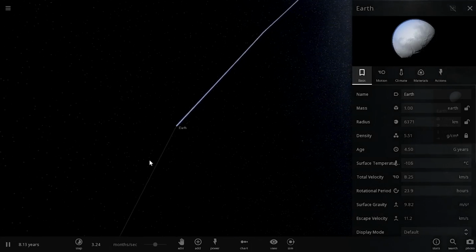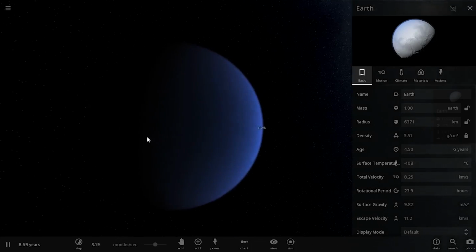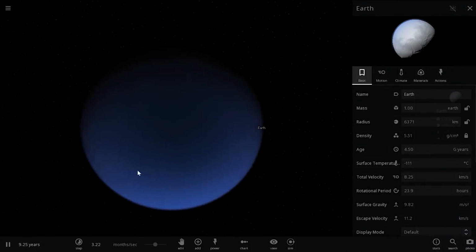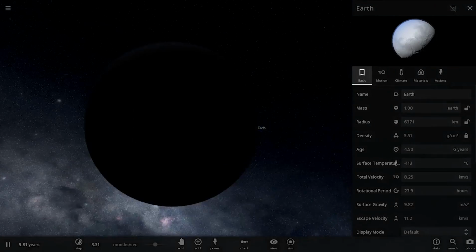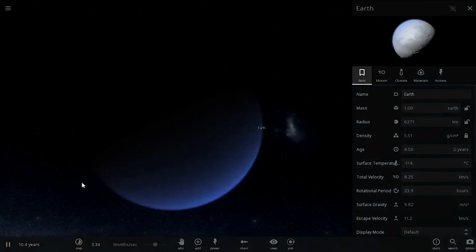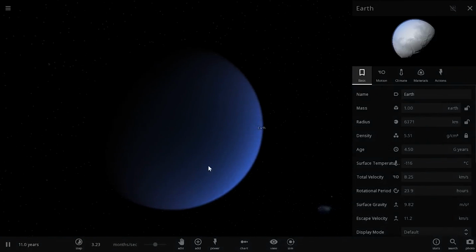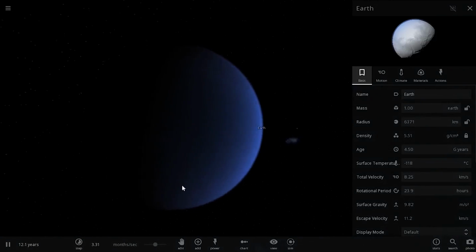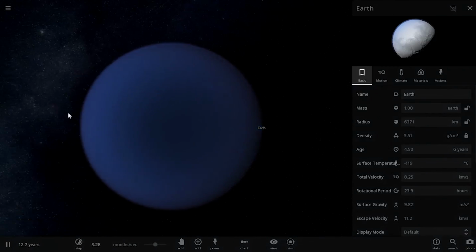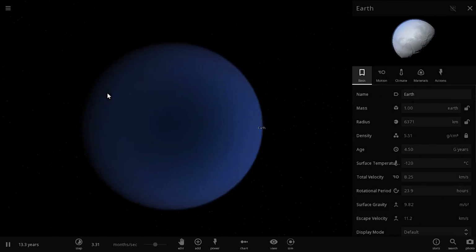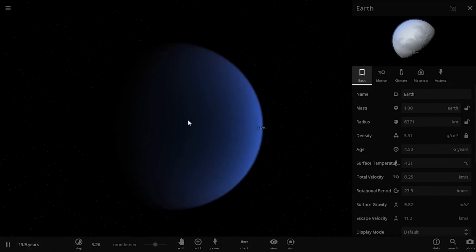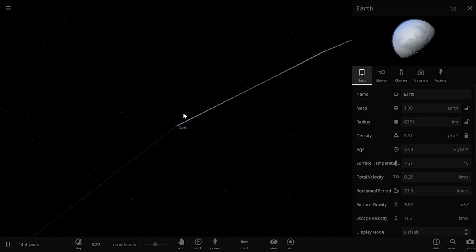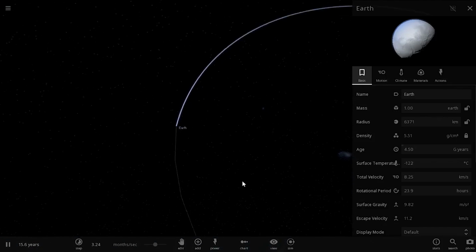Alright, so Earth is completely frozen over. In fact, its atmosphere is even blocking us from seeing anything, because either A, it's a texture glitch in the game, or B, it's actually because it's so cold that it's got a gaseous atmosphere, sort of like one of the gas giants. But yeah, Earth's orbit is looking pretty good.